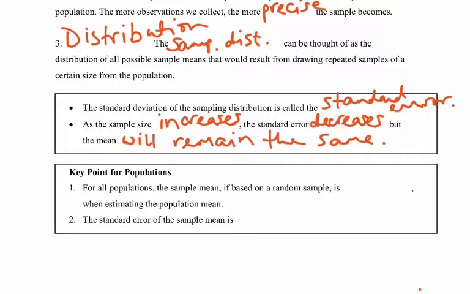All right, so a couple of key points. For all populations, the sample mean, as long as it's based on a random sample, we say that it is unbiased. So it's an unbiased estimator for the population mean. And like I said, we'll always work with random samples, so we don't have to worry about that changing. The standard error for the sample mean, our formula is a little bit different from what we had in chapter 7. Our standard error now is going to be calculated by taking sigma and dividing it by the square root of n. So n is still our sample size. So sigma divided by the square root of n.